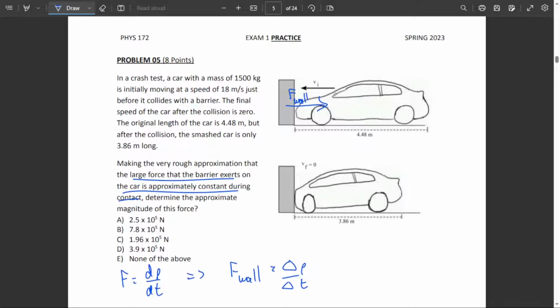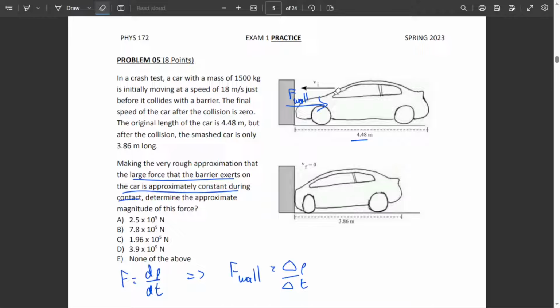We are given the initial speed and the final speed, and we know what the mass of the car is, so we can calculate the change of momentum. All we have to do then is just calculate the change in time, how long the collision takes. To do that, we are given how much the car moves during a collision. It goes from 4.48 meters long to 3.86 meters long, so it travels about that change in distance.